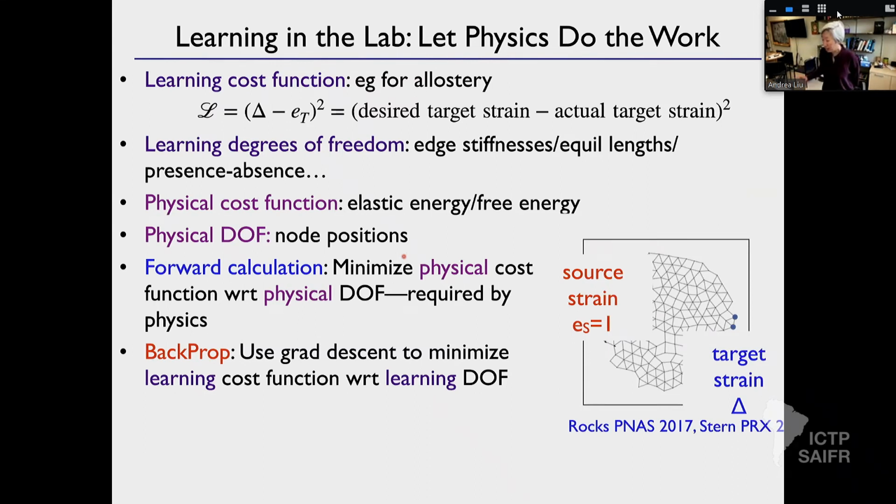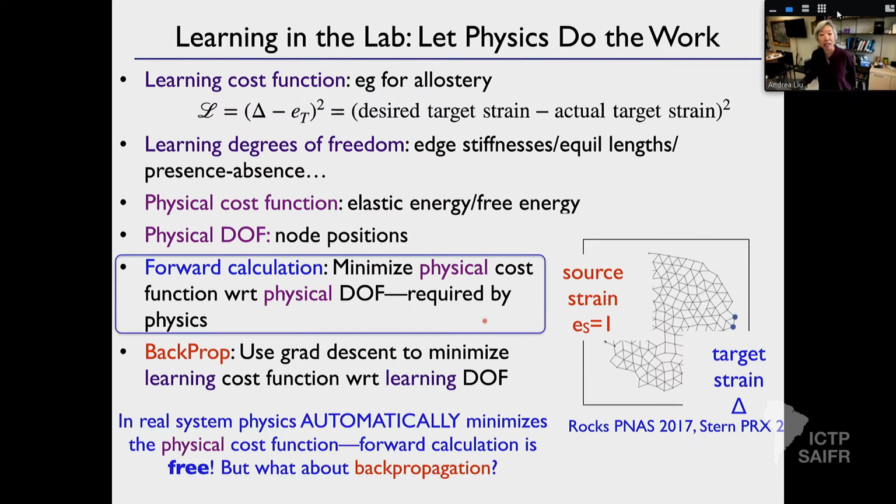So if we go back to this formulation of two cost functions and two sets of degrees of freedom, and needing to minimize two of them. If I think about minimizing this one, the forward calculation, minimizing the physical cost function on the computer, that's time consuming, that's hard. It takes work. We know how to do it, but that takes computation. But in the lab, physics does it for you for free. You don't have to worry about moving the node positions to adjust the system so that it minimizes elastic energy. The network will do it all by itself. So in the lab, physics does the forward calculation for free.